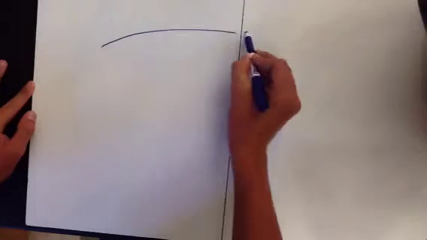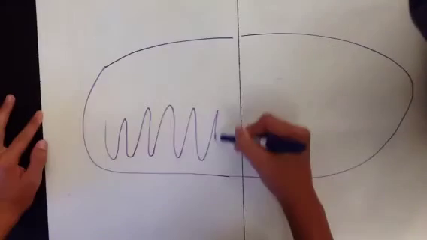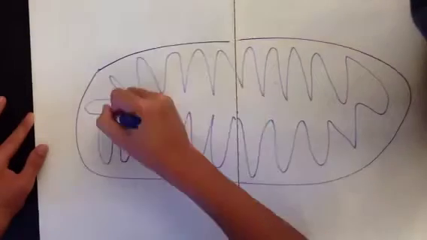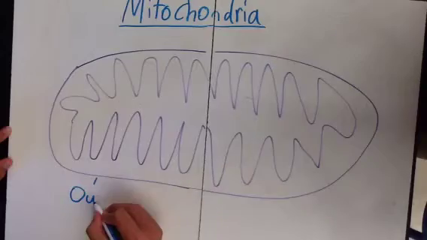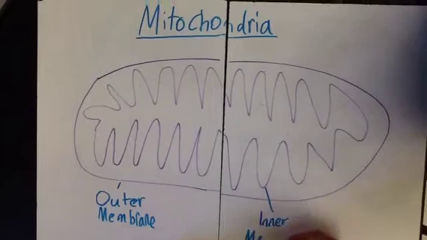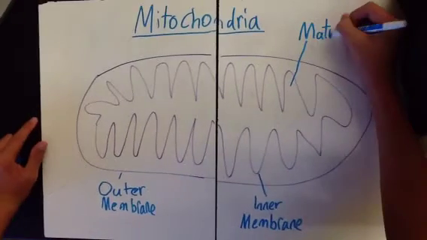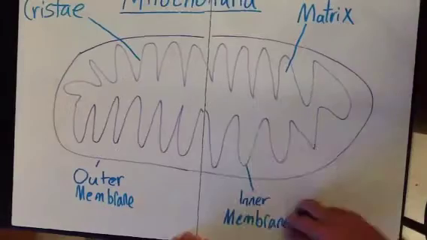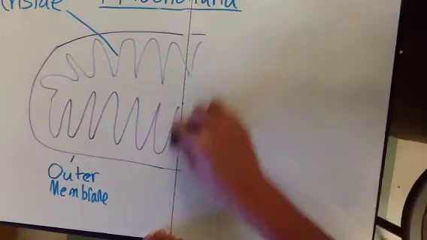The first thing is we have to go over the mitochondria and the parts of it. It's going to have two membranes, an inner and an outer membrane. These are going to be important for the electron transport process. It's also going to have the matrix, which is inside the inner membrane, and the cristae, which are the folds of the inner membrane.